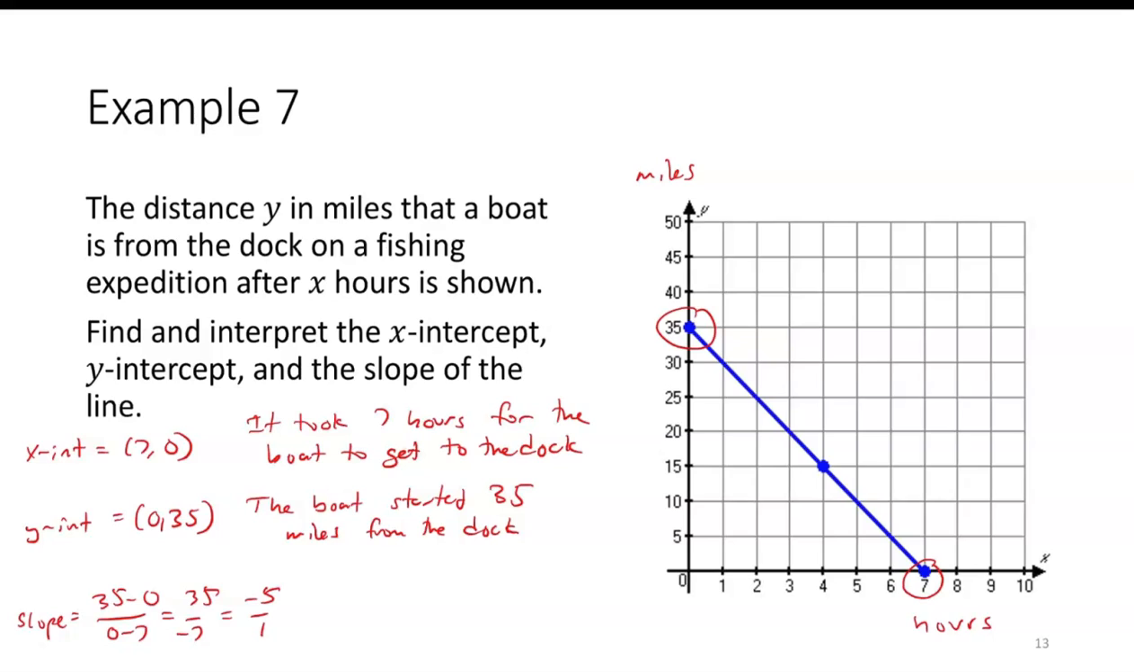So in terms of units, remember y deals with miles and x deals with the hours. So this is negative 5 miles for every 1 hour. So we could think of this as basically the boat is traveling 5 miles an hour towards the dock.